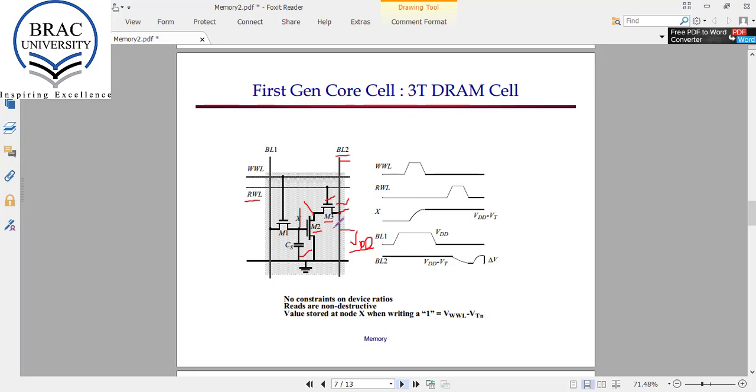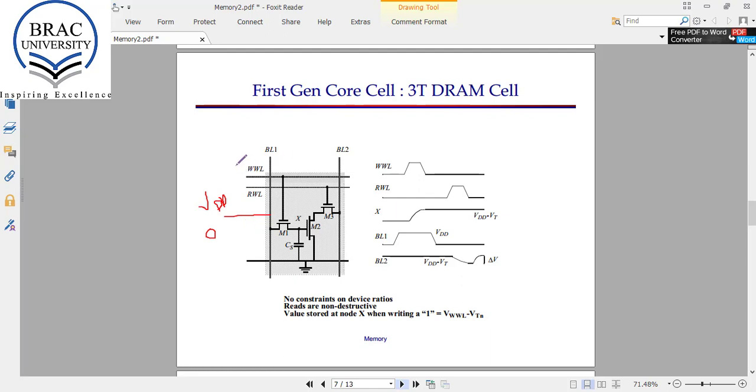cell. If we want to write a value in this cell, what do we do? First, we make this bit line equal to the input data that I want to write in this cell. That means if I want to write a value 1, we make this value VDD, and if I want to make this stored value 0, we make this bit line voltage 0.